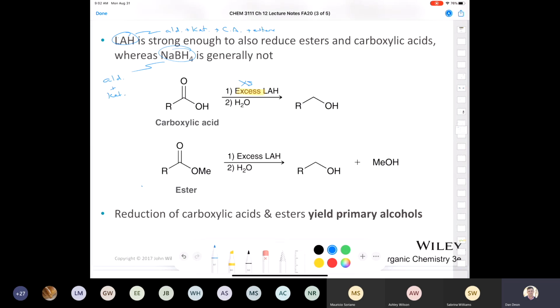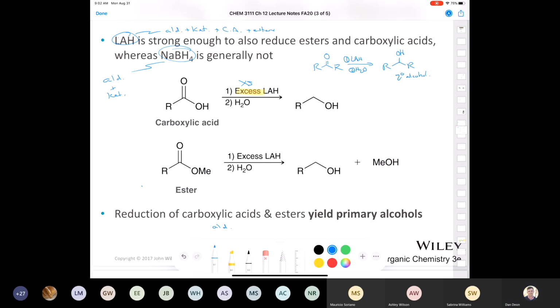Also, reduction of an aldehyde will also give you a primary alcohol. It's only when you reduce a ketone, and I'm really scribbling a lot on here, if you take a ketone and treat it with LAH and water, you end up with a secondary alcohol. Okay, so that gives you a secondary alcohol.